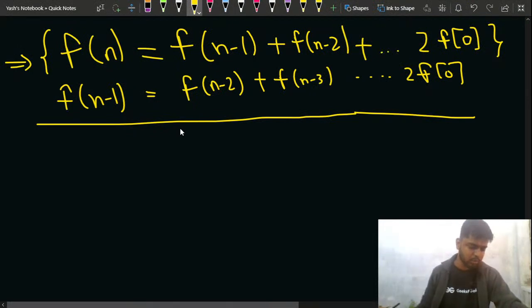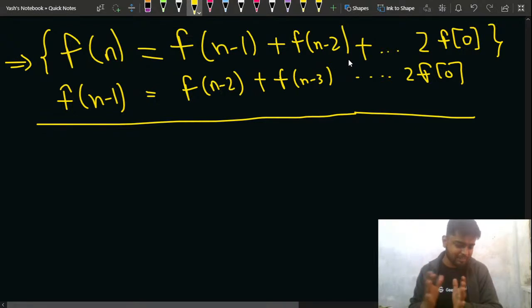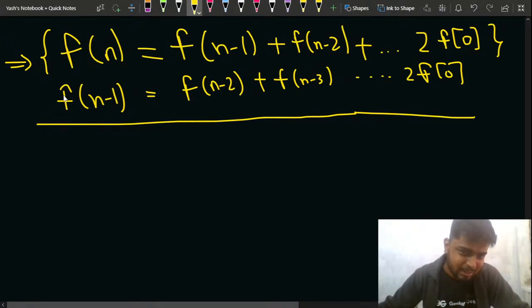For n is equal to 4, the total number of ways will be 11, because there will be 2 into f of... I don't want to tell the formula currently, but if you try to find the formula, it will be f of n plus f of n minus 2. You can try to divide it into smaller cases, right? And similarly, you can write f of n minus 1 in this way.